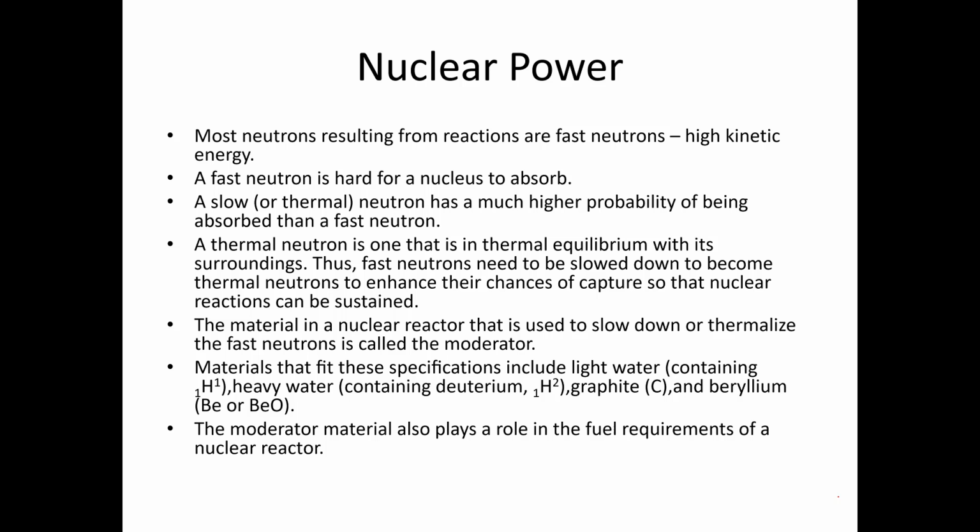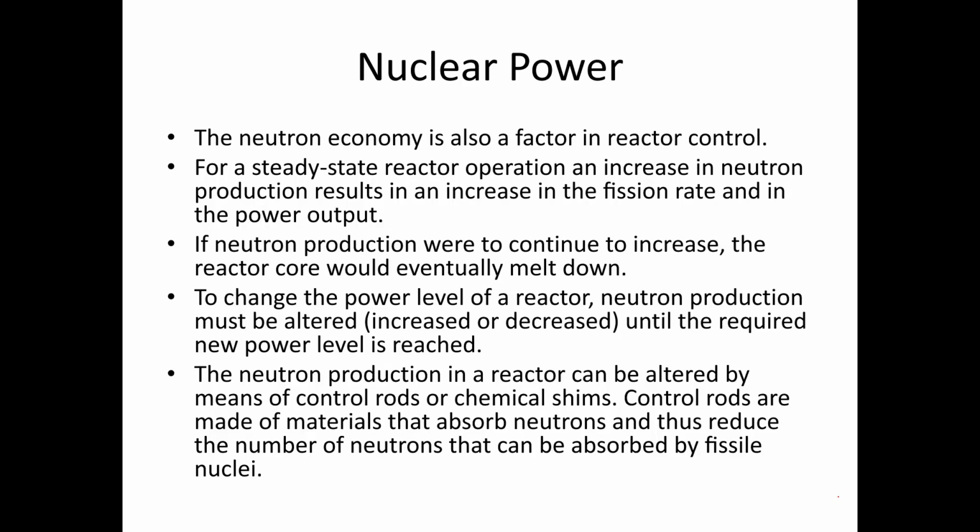The moderator material also plays a role in the fuel requirements of a nuclear reactor. The neutron economy is also a factor in reactor control. So for steady state reactor operation, an increase in neutron production results in an increase in the fission rate and in the power output. If neutron production were to continue to increase, the reactor core would eventually melt down.